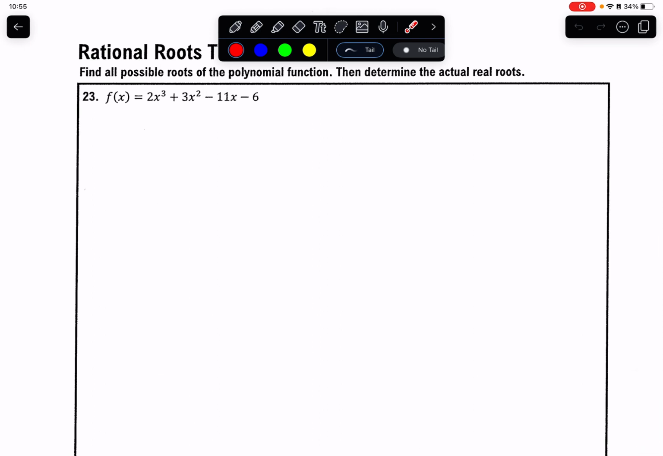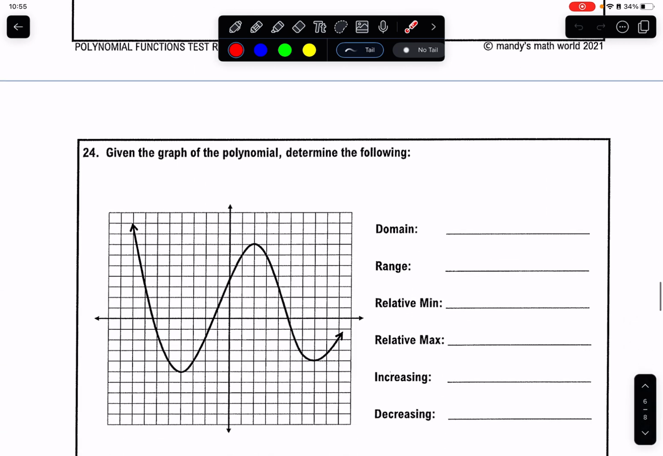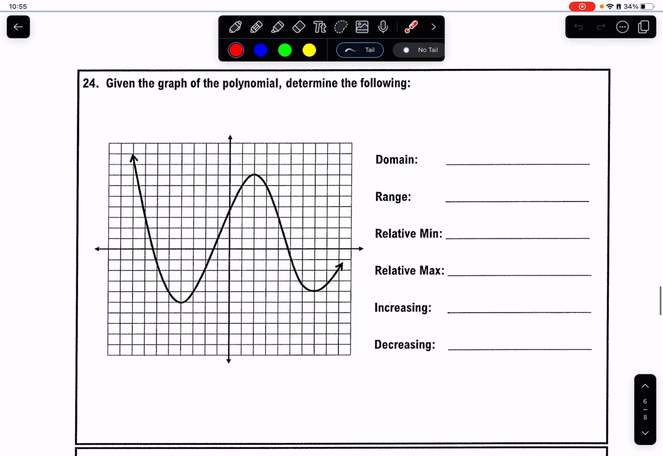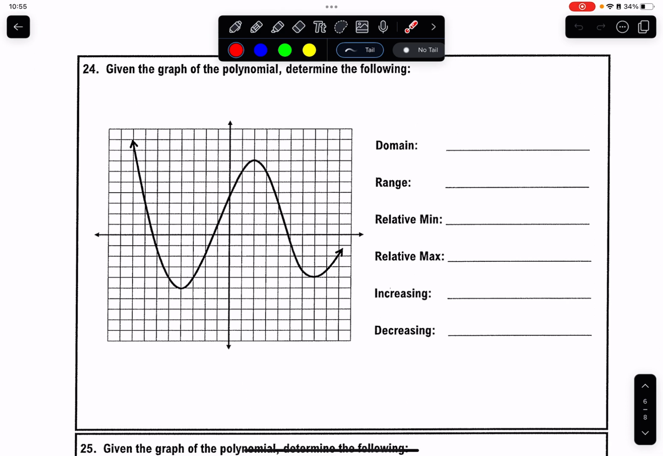So make sure you show me your work of finding your P's, your Q's, but then you can use your calculator after that. And then 24 and 25. I like this one. This is where I did just take a screenshot of this pretty much and put that on the test. So it's not going to be the exact picture, right? But it's going to be the exact idea.